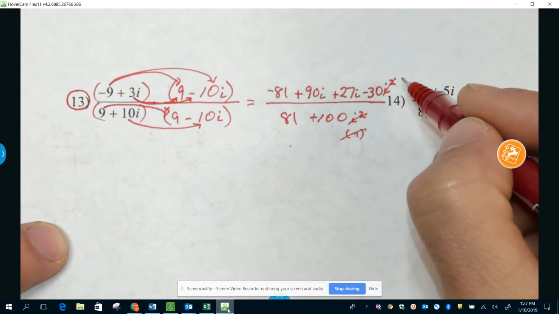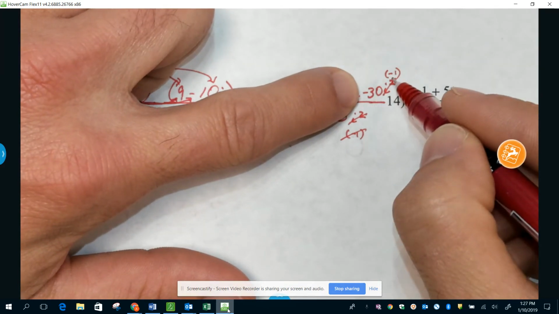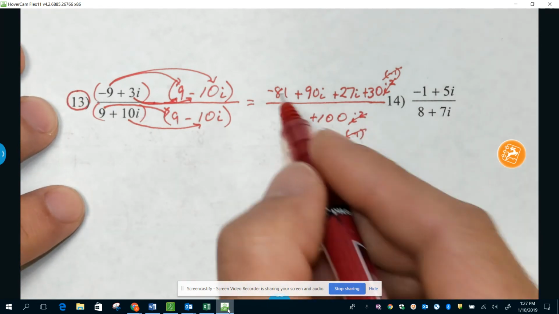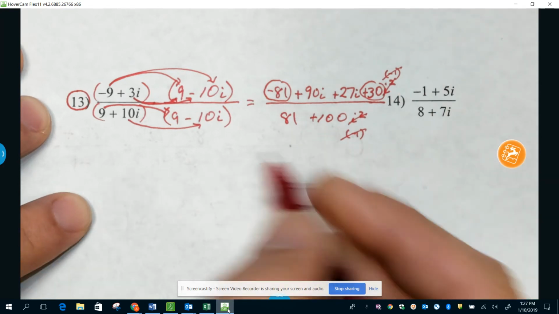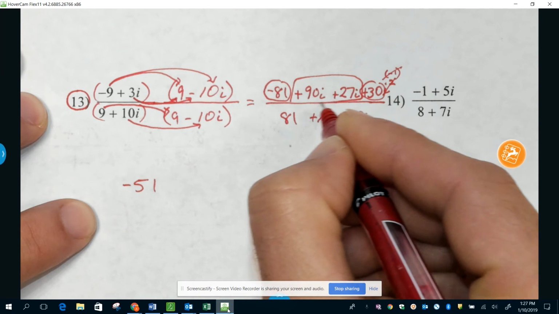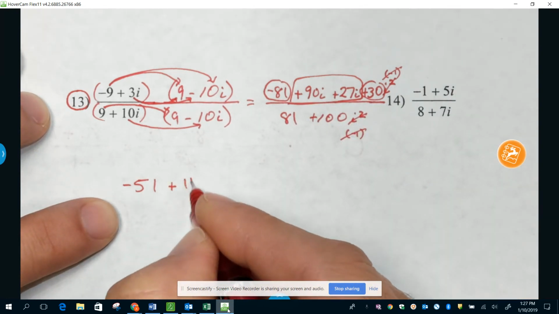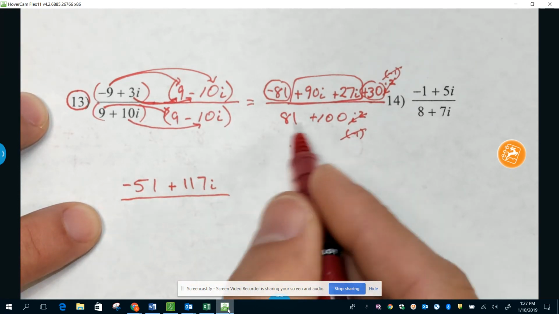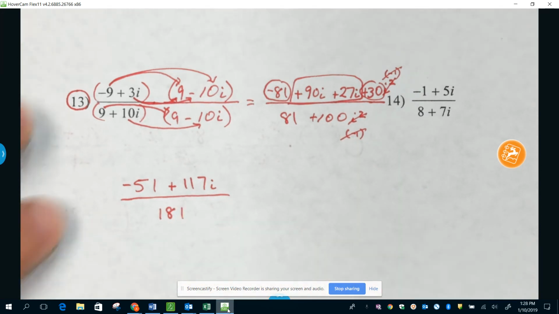Same thing happens up here. This i squared turns into a negative 1. So at the end, I've got a negative 30 times negative 1. Negative 30 times negative 1 is just positive 30. So when I combine like terms in my numerator, negative 81 plus 30, we're going to have negative 51. My i's, 90 plus 27i is 117i. And my denominator, 100 plus 81 is 181.